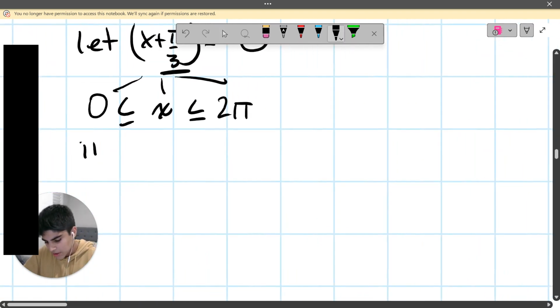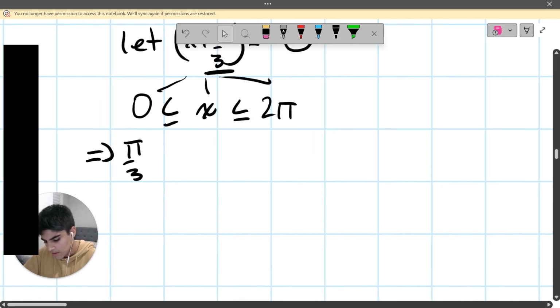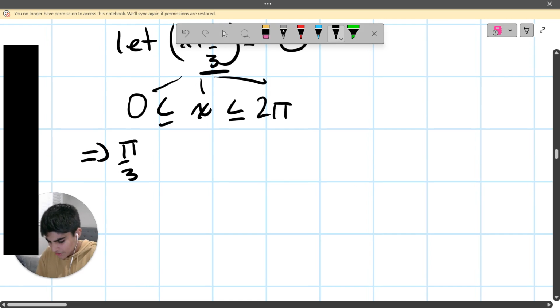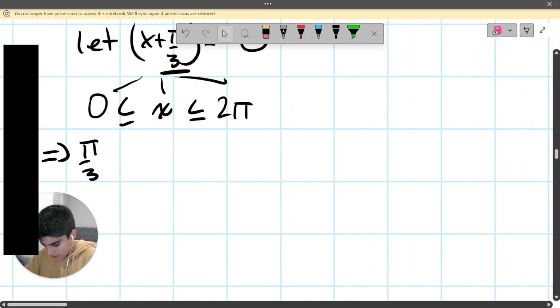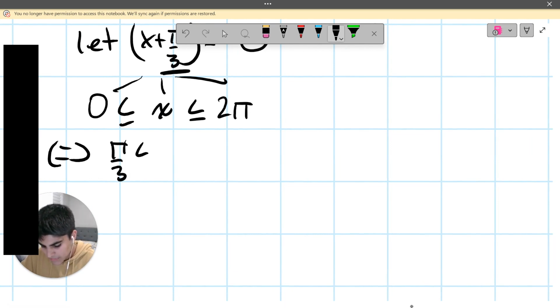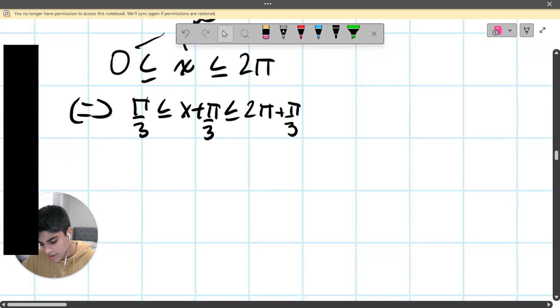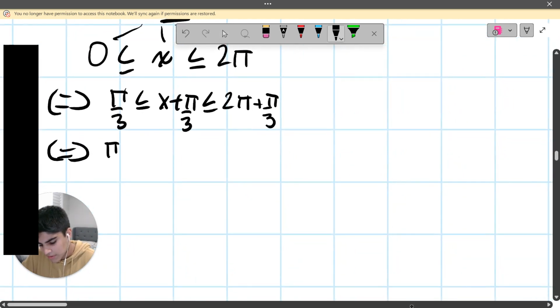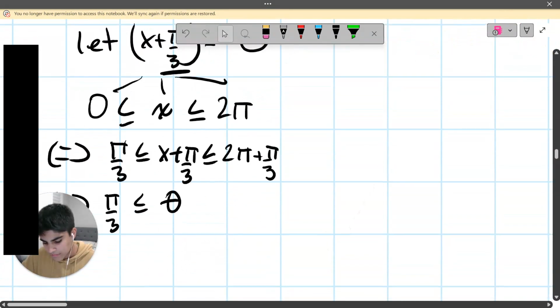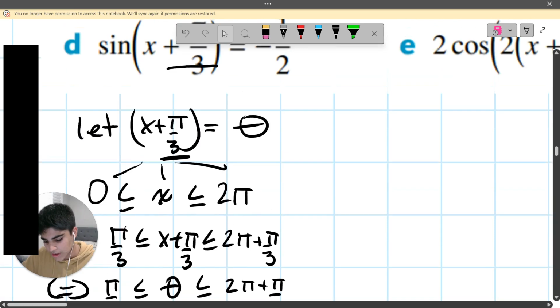Let's do this. Pi on 3. We're going to write the implies arrow. Correct me if I'm wrong. Okay. This implies pi on 3 is less than or equal to x plus pi on 3, which is less than or equal to 2 pi plus pi on 3. This implies pi on 3 is less than or equal to theta, which is less than or equal to 2 pi plus pi on 3.